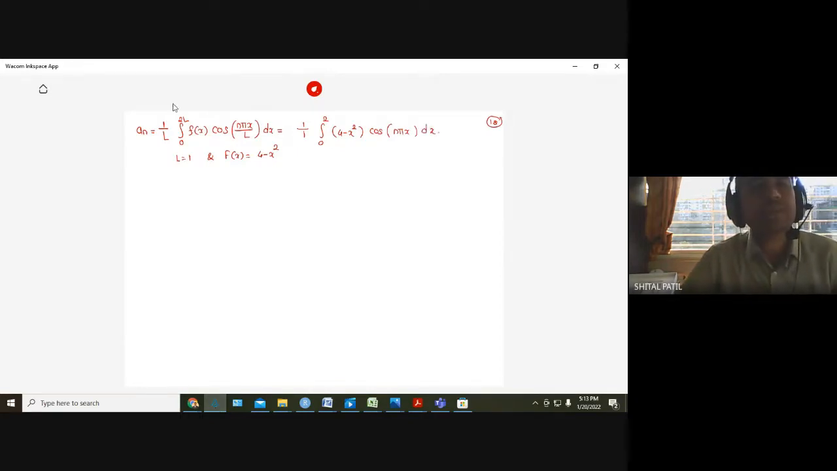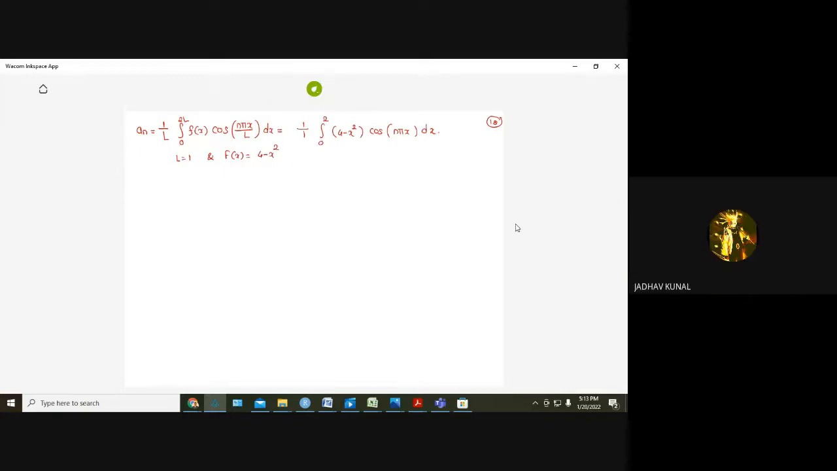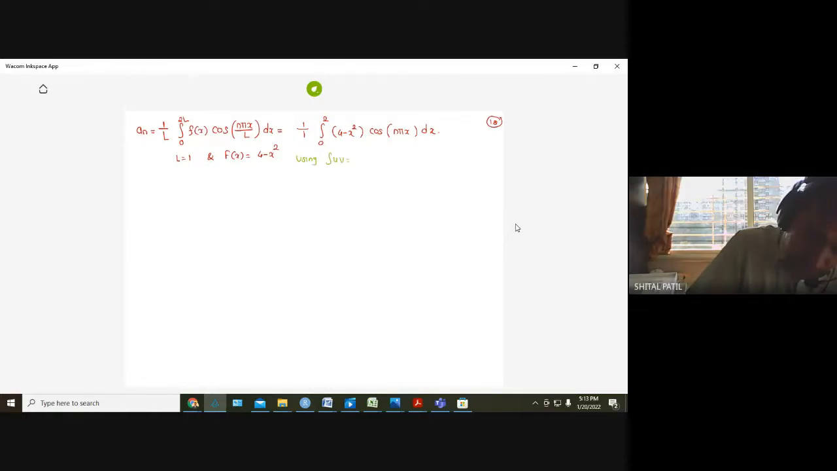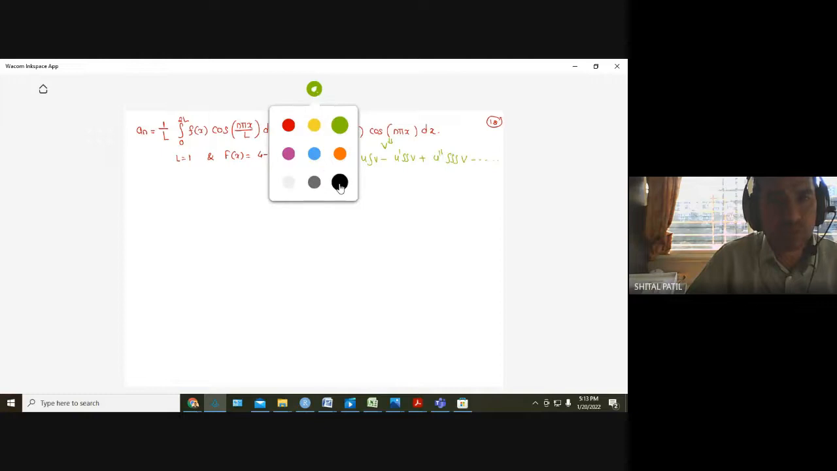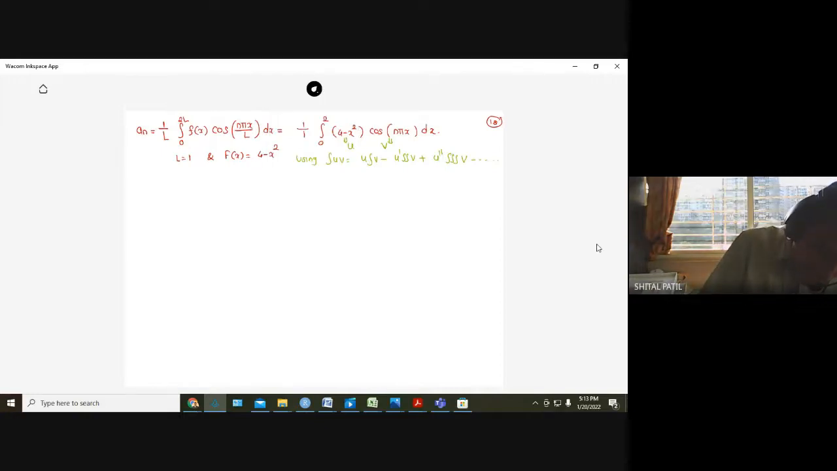Now we have to integrate this, and for that we have to use Bernoulli's formula: integration of uv equals u as it is times integration of v, minus u dash times integration of v twice, plus u double dash times integration of v thrice, and so on. So what is u? The function whose derivative becomes 0. And v is the remaining function. So let me use that formula. I am writing it here.